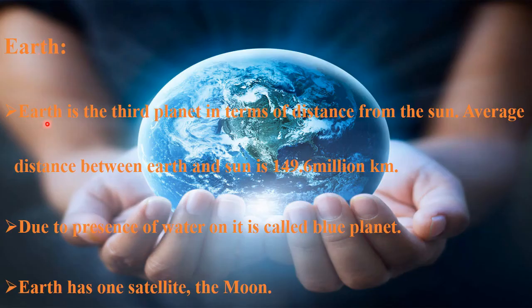Earth. Earth is the third planet in terms of distance from the Sun. The average distance between Earth and Sun is 149.6 million kilometers. In some books, this is given in round form, which is 150 million kilometers. Due to the presence of water on it, it is called the blue planet. Earth has one satellite, the Moon.